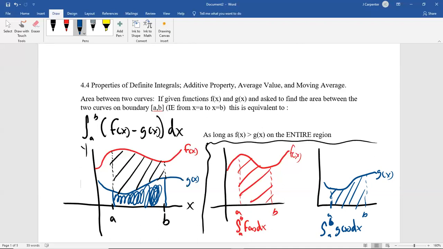So the red one is the entire thing under the f of x down to the x-axis. The red one represents this. And the two to the side, the red one represents the whole thing. But the blue one represents this chunk below, which we don't actually want, which is why we subtract it off. That's why this works geometrically.